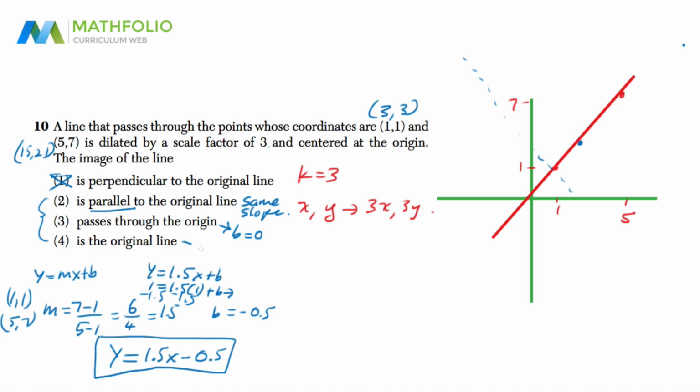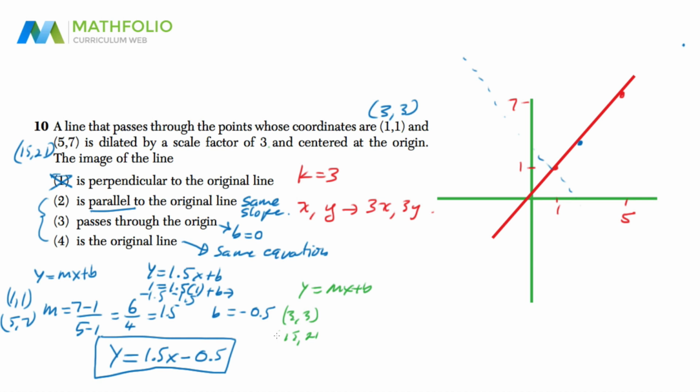And to find out if it's the original line, it's going to have the same equation. So this is really covering all bases. So I'm going to switch out the color. Let's find the equation of a new line. So the new line, y equals, I'm going to put mx plus b. So our two new points are 3, 3 and 15, 21.